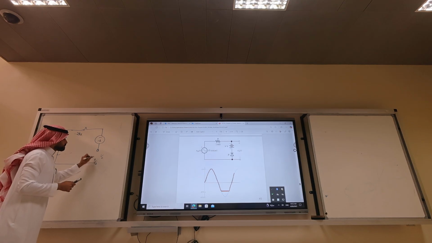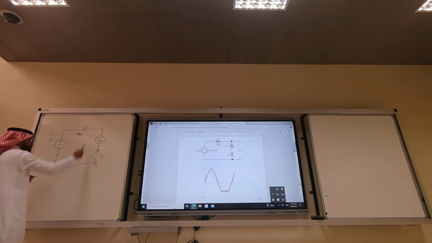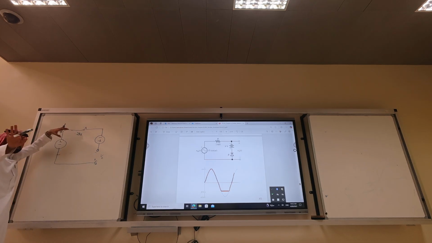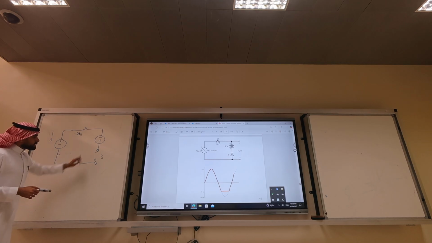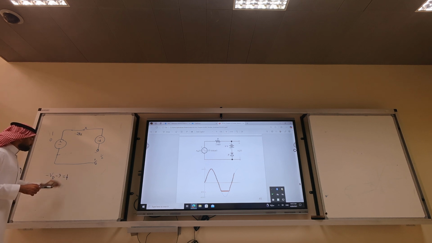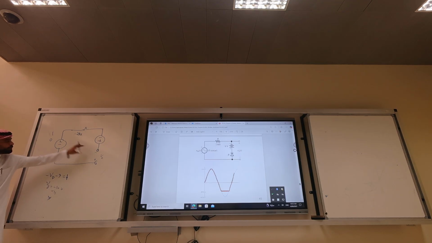What is VD? You can do KVL. Here you know 1 volt is applied. We don't know if the current is on or off. So V diode will be what? Voltage drop minus VD minus 9 equals 0, equals 1. So what is VD? VD here is minus 1 minus 10, so it's reverse, so it's negative. The more I increase the voltage, it will be minus 10, minus 11, minus 12, etc. So it will stay open.